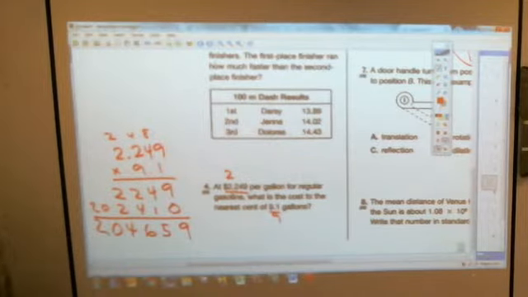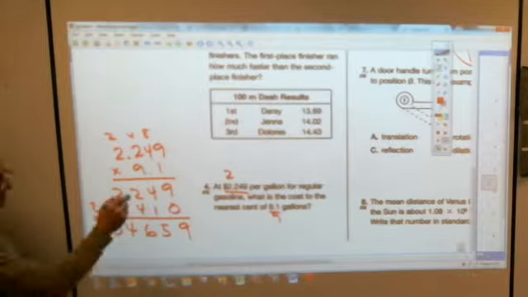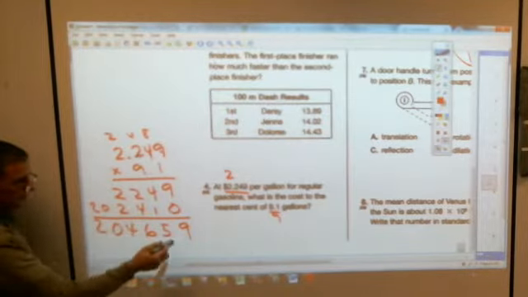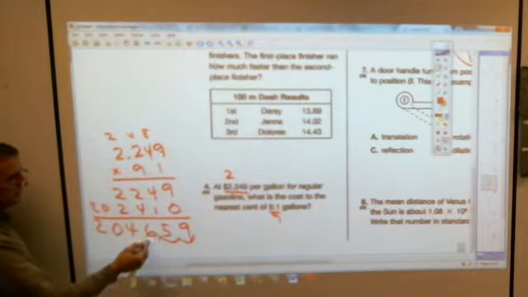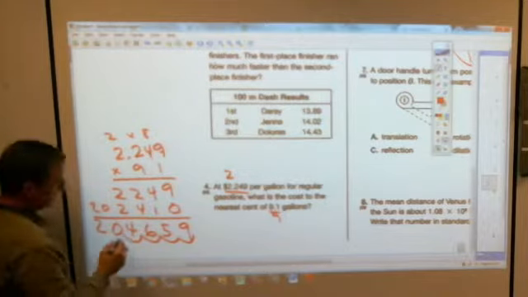Now, obviously, the cost is not going to be $204,000 for this, so we got to put a decimal in there somewhere. Where would the decimal go? And how do I know, Madison? You move it 4 places, because there's the 1, 2, 3, 4 places here.